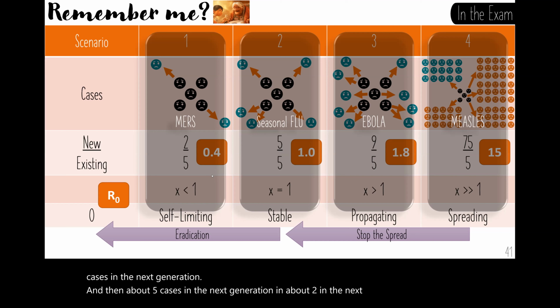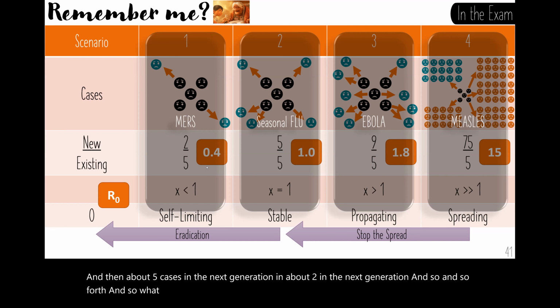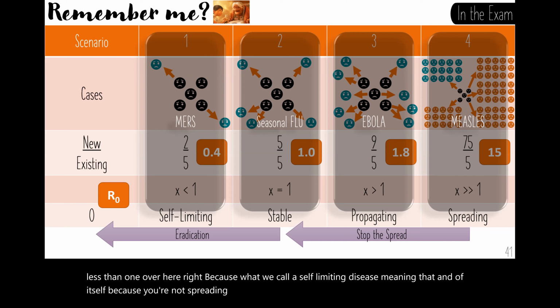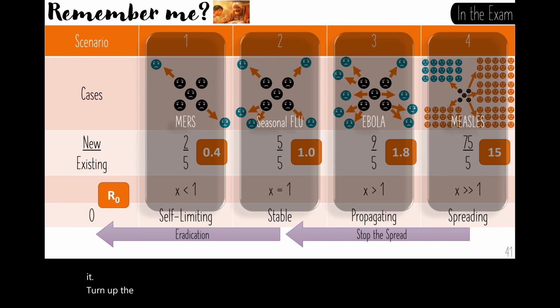And so what happens is, having an R naught of less than 1, so this is why we have this X less than 1 over here, becomes what we call a self-limiting disease, meaning that in and of itself, because you're not spreading it to more than the number of people that already have it, the actual disease will slowly dissipate away. And so this is called a self-limiting scenario.